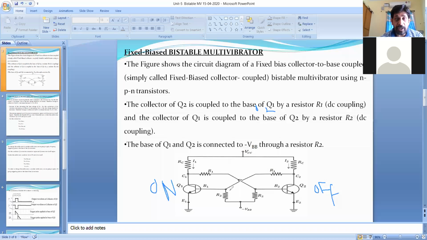Now I am going to apply a positive trigger. Ekkada apply cheyalani positive trigger? I am going to apply the positive trigger here because this is already on. No need to apply it here. You can apply at the base of Q2. If you want to apply a negative trigger pulse, you can apply here. ఏ ట్రాన్సిస్టర్ ఆన్ అయి ఉంటుందో that transistor should be off, that way you can apply negative. Which transistor is off, that transistor should be on, at that base you can apply positive.